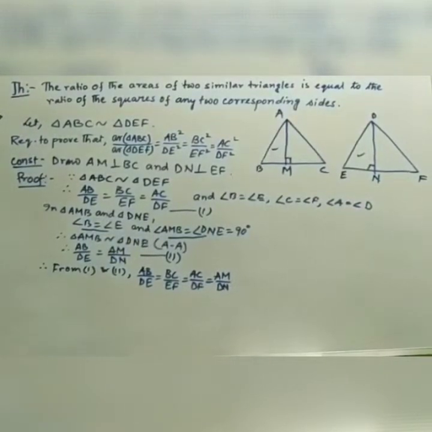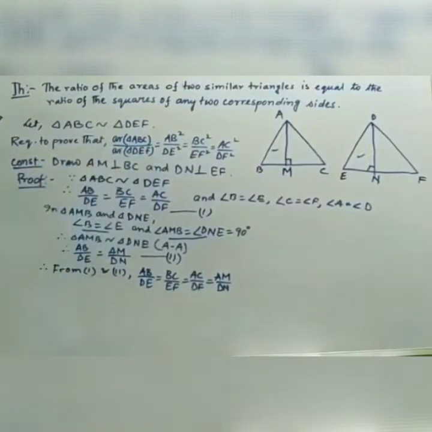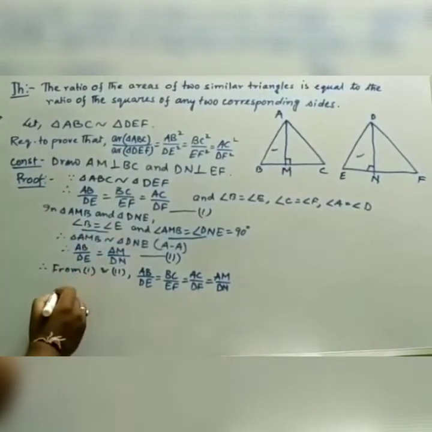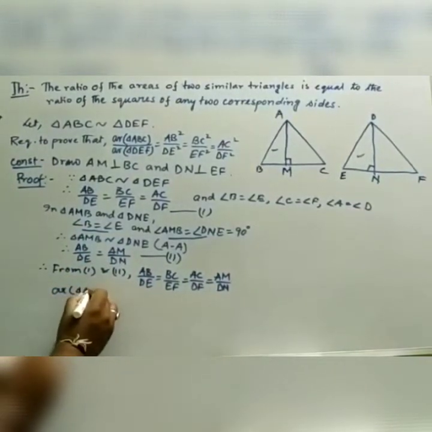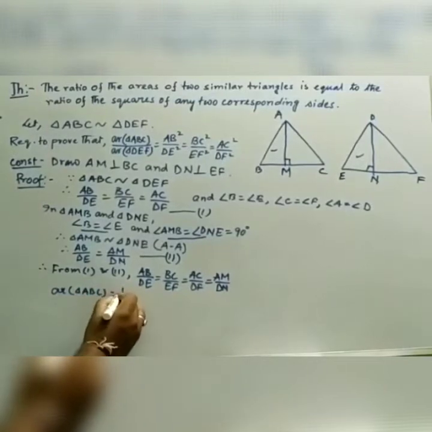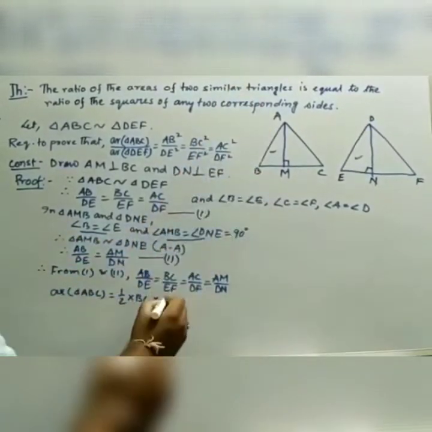Okay, so now we have the perpendicular, so we have to find these 2 parts, area of ABC and area of DEF. So that we need to find out. So let us find area of triangle ABC equals to half into base BC into height, you can see the perpendicular AM.